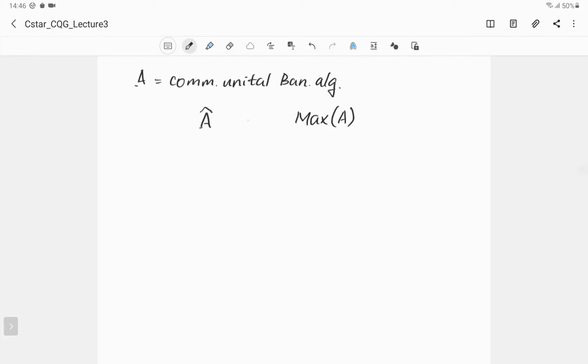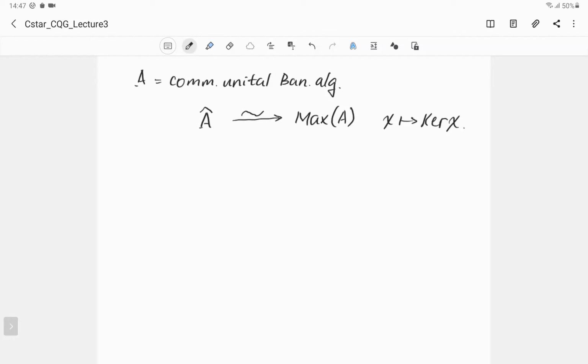So we have an obvious map from the character space to the maximal spectrum, which takes each character to its kernel. And we proved that for each commutative unital Banach algebra, this map is a bijection. So we will often identify the maximal spectrum with the character space. Also, let's recall that all maximal ideals of such an algebra are automatically closed, and all characters are continuous.